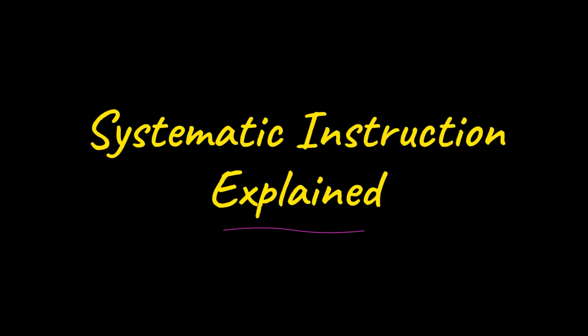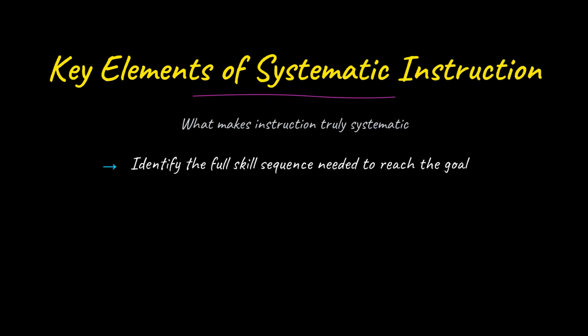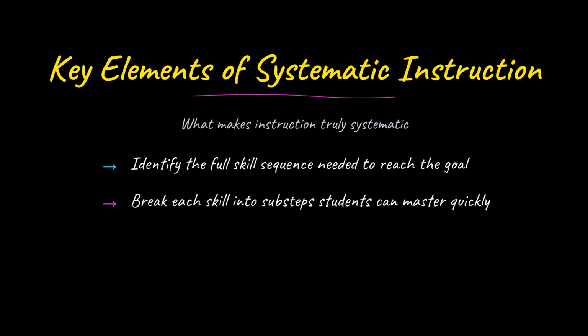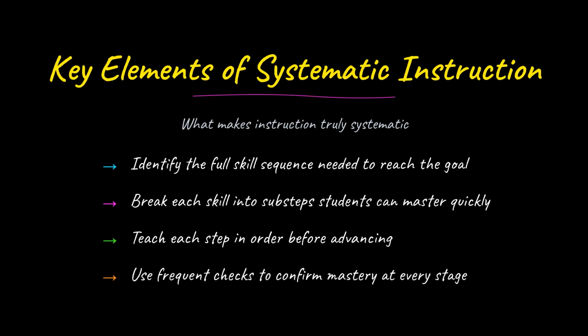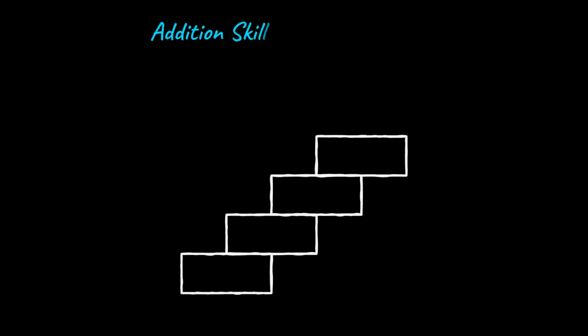Systematic instruction is a methodical approach to teaching that hinges on one core idea. Skills must be taught in a deliberate sequence, moving from simple to complex. It's not just about teaching clearly, it's about teaching in the right order. The approach involves 4 deliberate moves: mapping out the full sequence of skills, breaking each into manageable sub-steps, teaching them in order, and checking for mastery before moving on. Each element ensures no gaps are left behind.